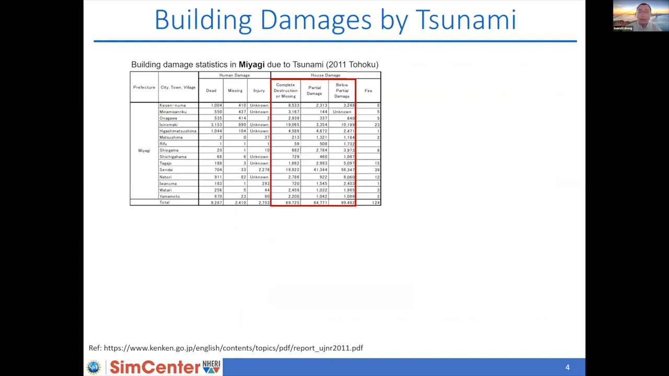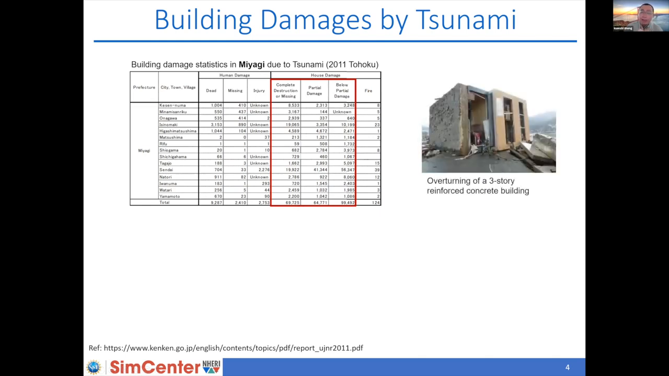water flowing through the east coast of Japan, this is a snapshot from the Japanese building department after the disaster. They went back to the field and did field assessments, showing the human damage and the house damage due to the tsunami. Looking at the table on the right, in the red box, you can see that even in the complete destruction or missing category, the number of buildings is huge: 70,000 buildings were completely damaged. Then I will share some particular failure modes observed on site.